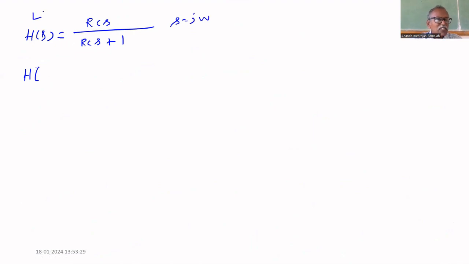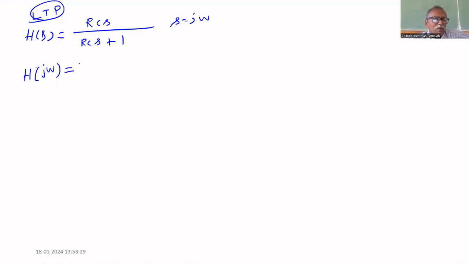This is called Laplace transfer function. Laplace transfer function will be in terms of S, but S equal to sigma plus J omega. If you assume sigma equal to 0, then it is called sinusoidal transfer function. If your input is only a sinusoidal signal, no DC signal, then sigma equal to 0, and it is called H of J omega.